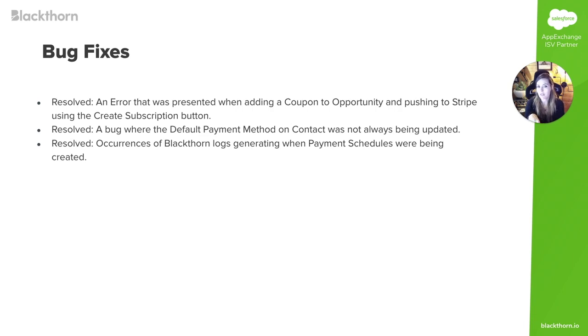We also had a bug where the default payment method field was not always getting properly updated on contact records. This has also been addressed in this current package. Lastly, we addressed a bug where Blackthorn logs were getting created referencing a sales document field when payment schedules were generating transactions, more specifically open-ended payment schedules. There wasn't any really obvious issue with the payment schedule itself or the transaction being generated, there was a Blackthorn log getting thrown. So we've resolved that issue in this latest version as well.